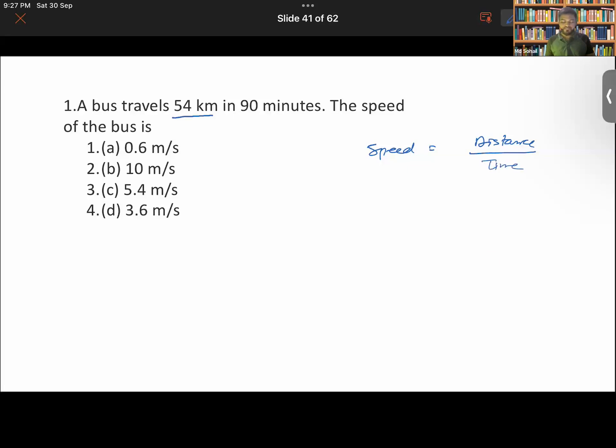Like if the answer is in meter per second, you would be required to convert this kilometer and then minute into meter and second. Solve it quickly.